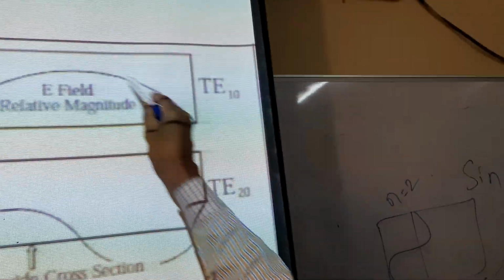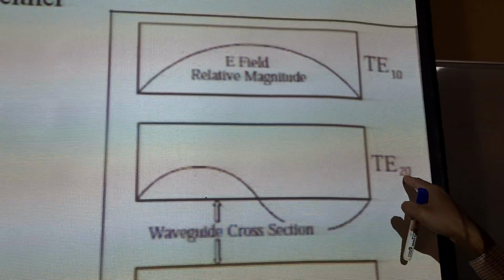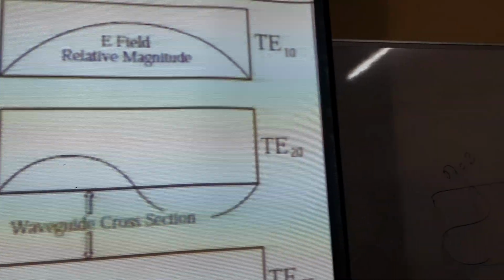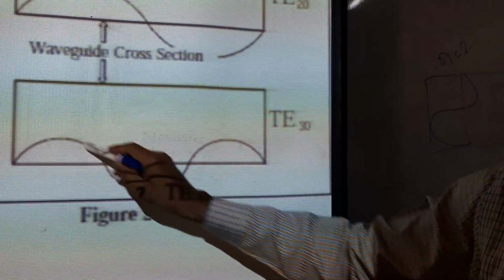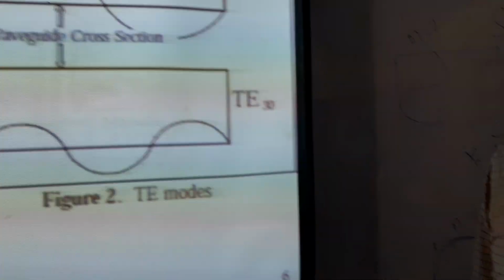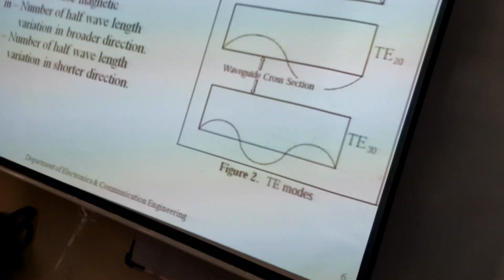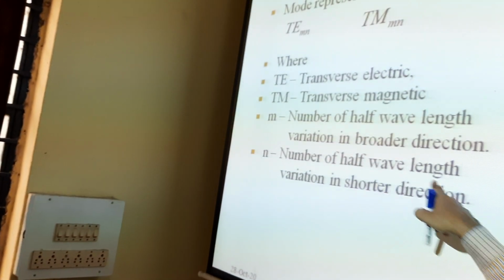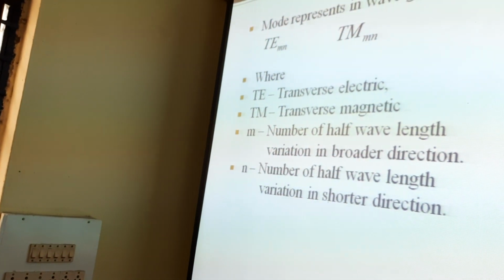So you can see I have just discussed that this is TE10 mode. That means here in the broader side, there is one half wavelength. This is TE20 mode. There are 2 half wavelengths in the broader dimension. This is TE30 mode. There are 3 half wavelengths in the broader dimension. So M denotes the number of half wavelengths along the broader direction and N denotes the number of half wavelengths in the shorter direction.